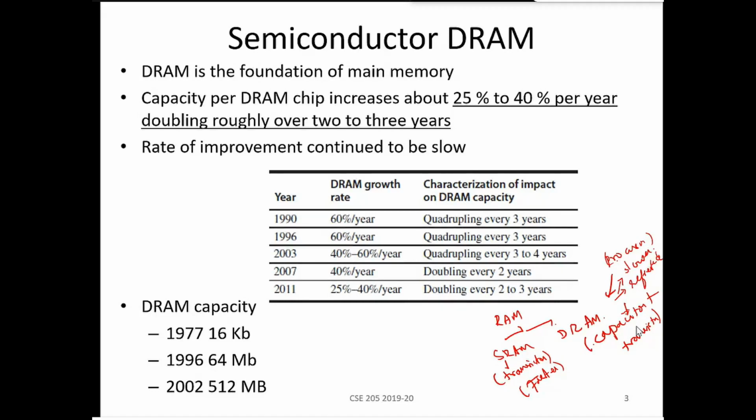Why do we have this hierarchy level? What is the advantage of having this? Speed. Whichever is nearer to the processor, the speed is better. So access time will be less, but at the same time, which is more?